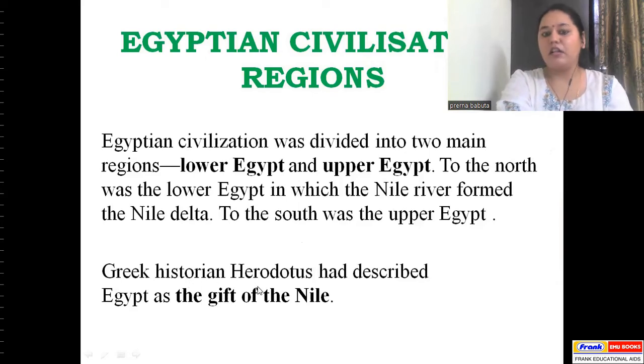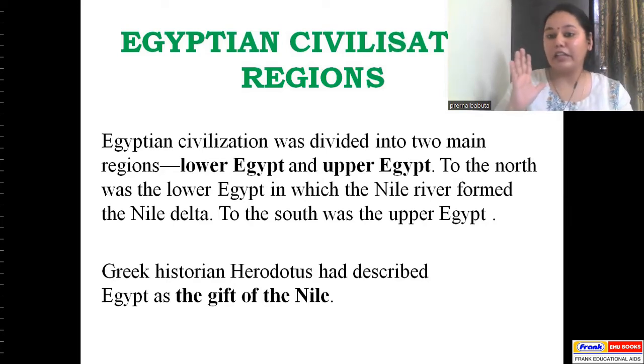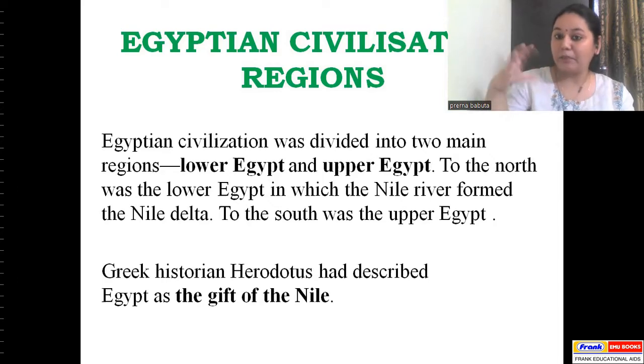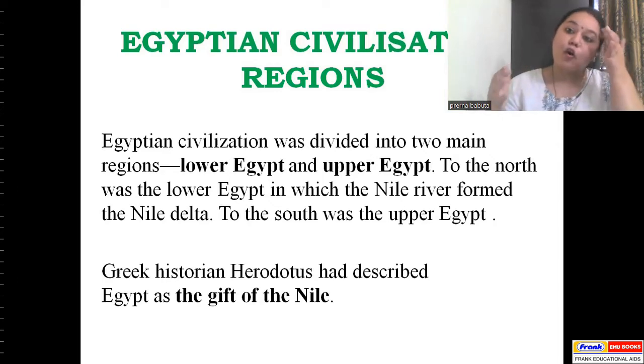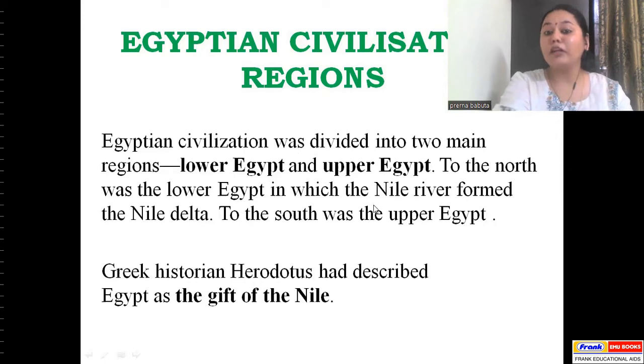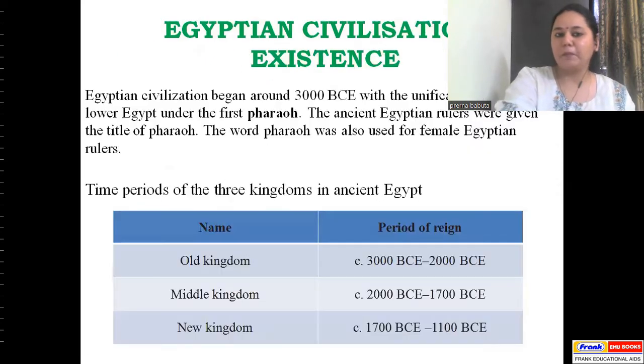Greek historian Herodotus, he's a very well-known personality. He had described the river Nile. How did he describe it? He says that Egypt, this place called Egypt, is the gift of the Nile. So much love or respect he had for the Nile River that he said that Egypt is born because of the river Nile, which of course is true to a large extent, because had the river Nile not been there, the civilization probably would have never happened.